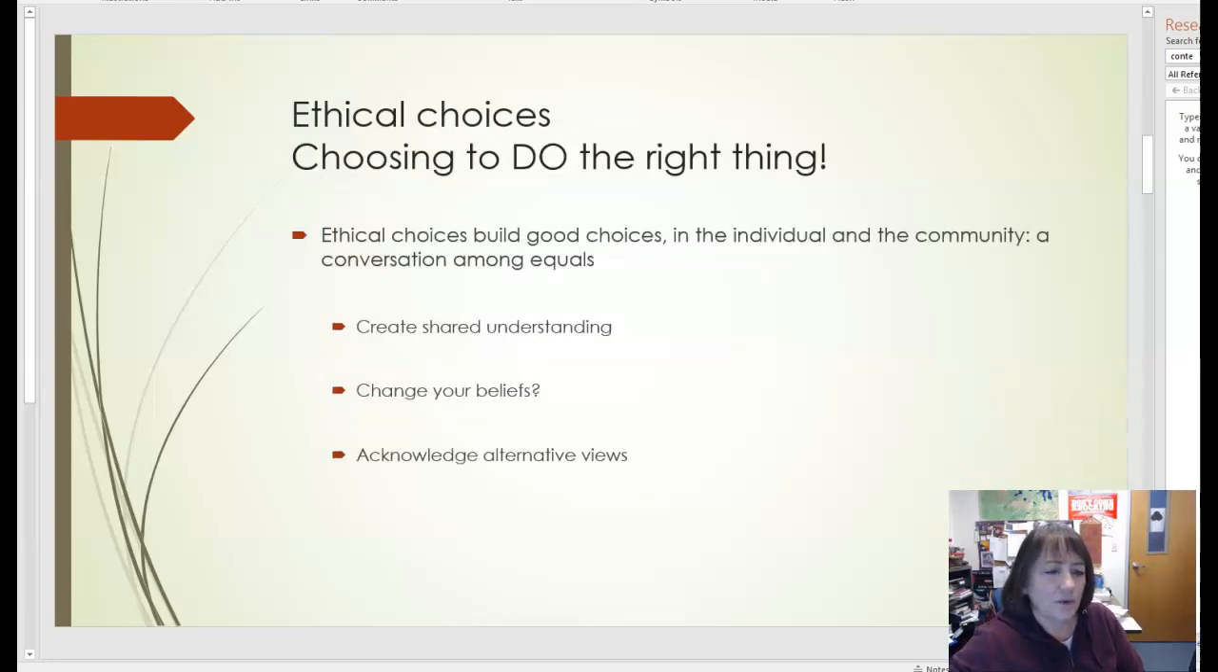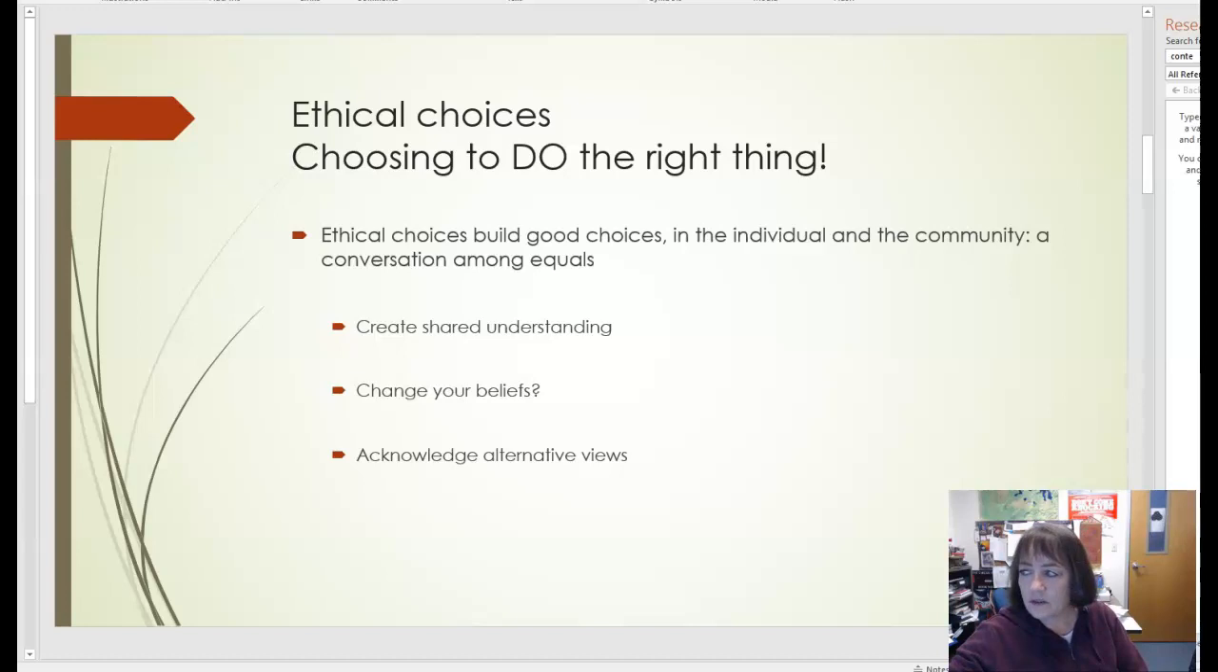So after we get through what we can't do, we want to make ethical choices, and instead of just not choosing to do the wrong thing, we also want to choose to do the right thing. And the authors talk about the idea that ethical choices build good consensus within individuals and within a community, and it really represents a conversation among equals.